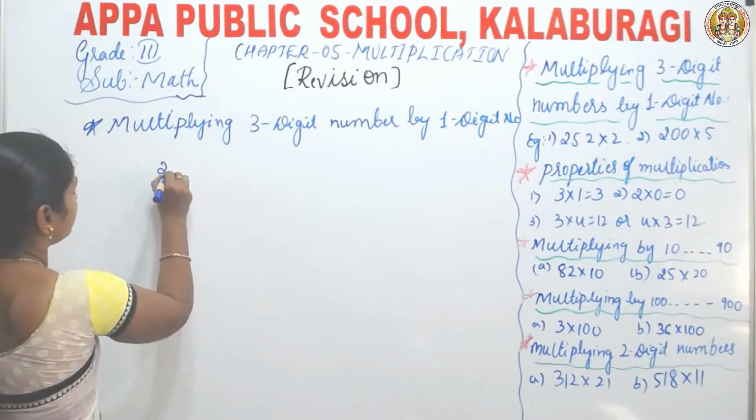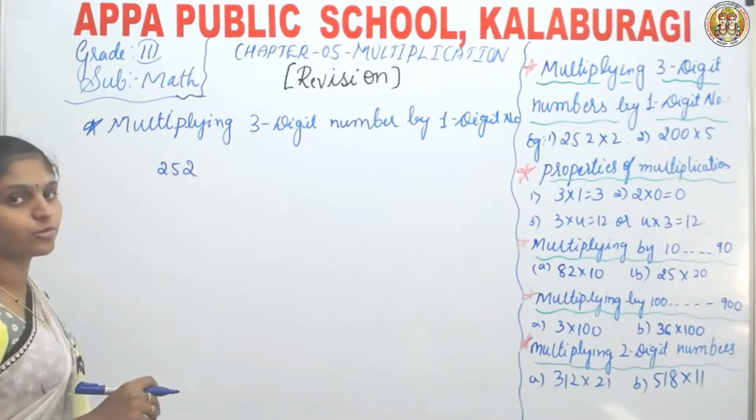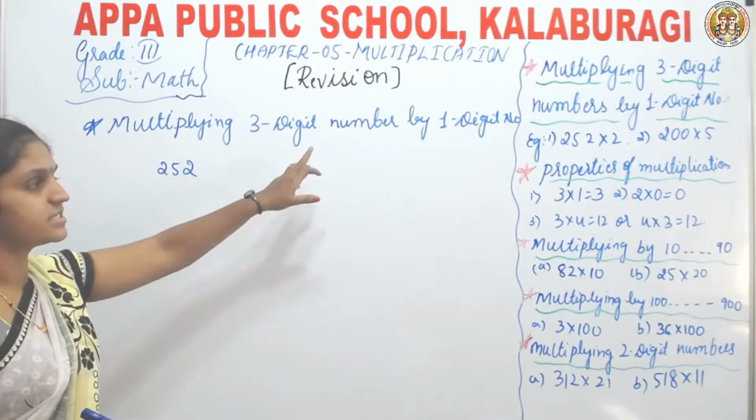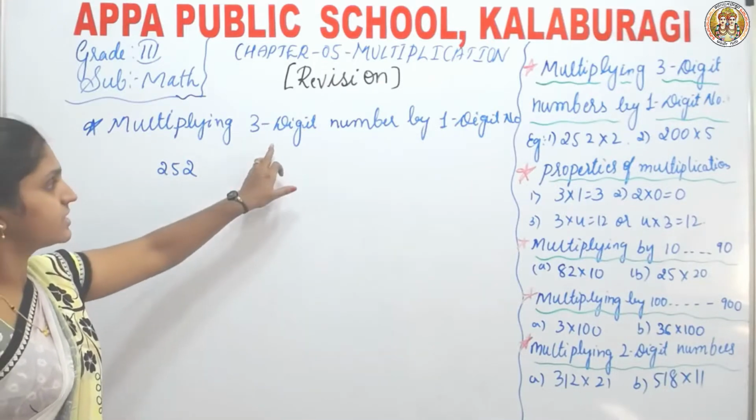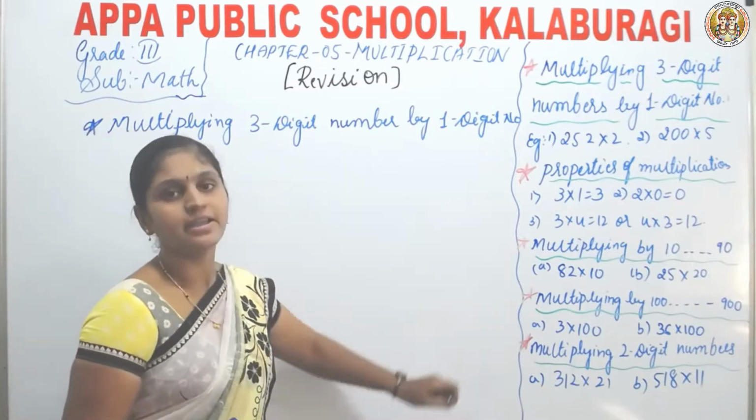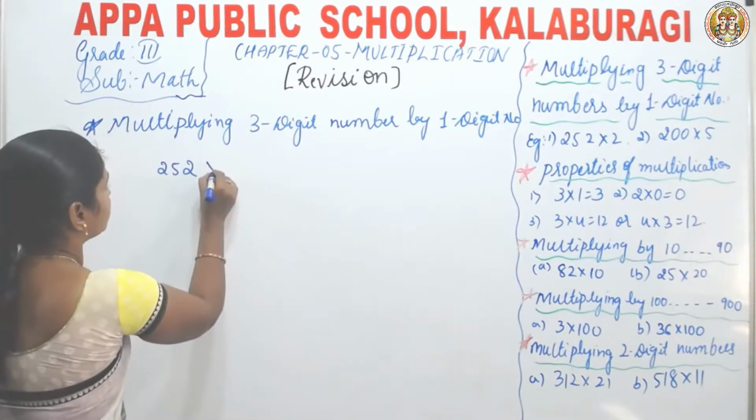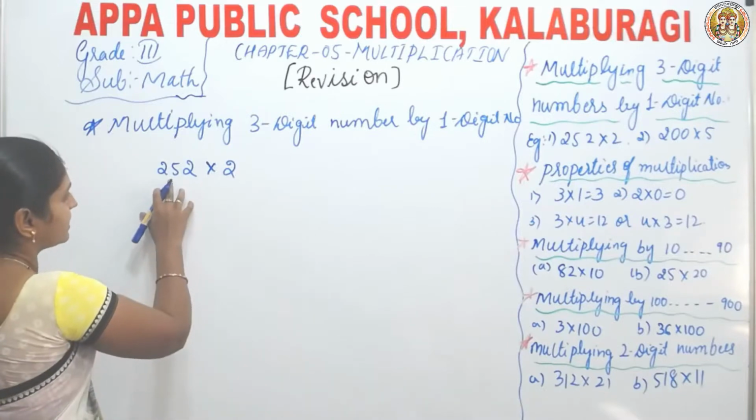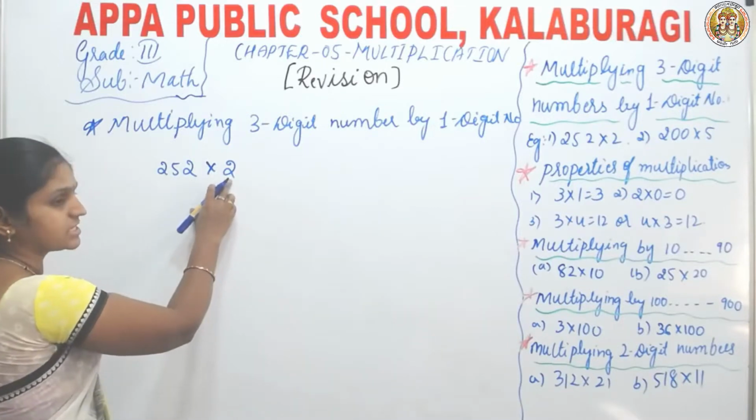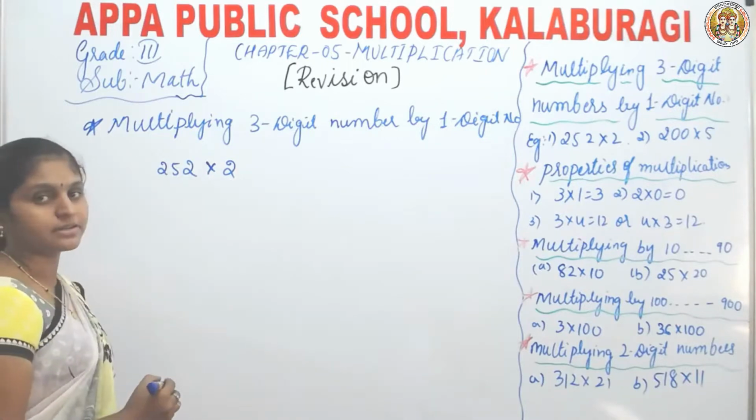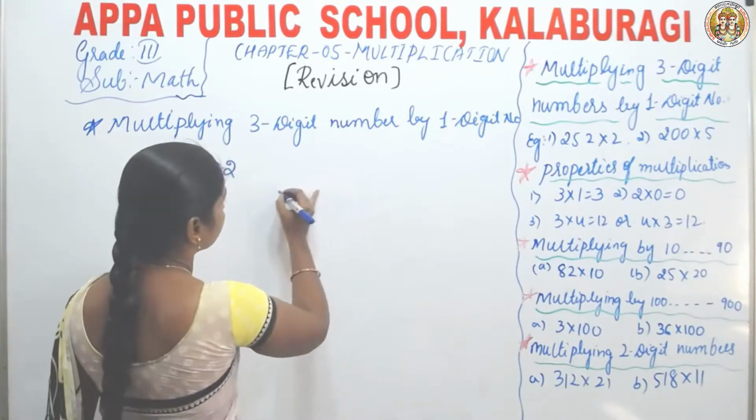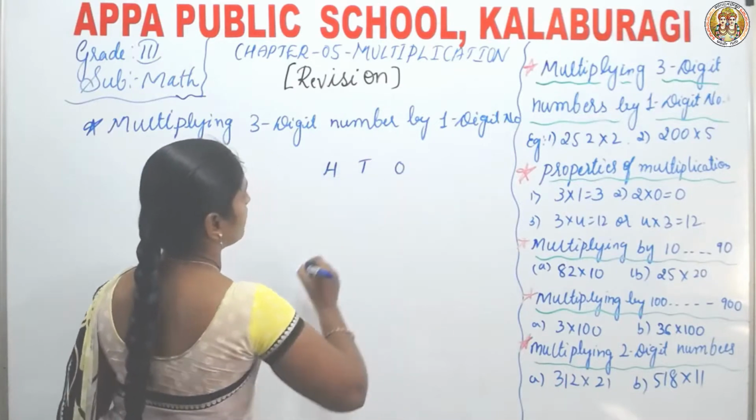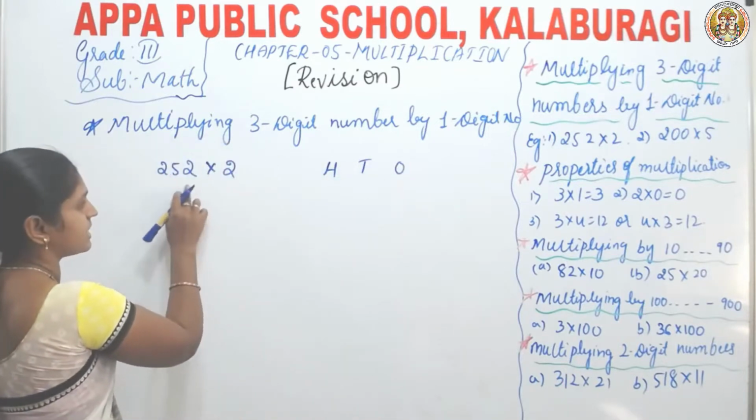For example, 252. What is 252 here? 252 is a 3-digit number. A 3-digit number we are multiplying by a 1-digit number, multiply by 2. How will you multiply? First, put the place value chart: hundreds, tens, ones, because 3 numbers are there.